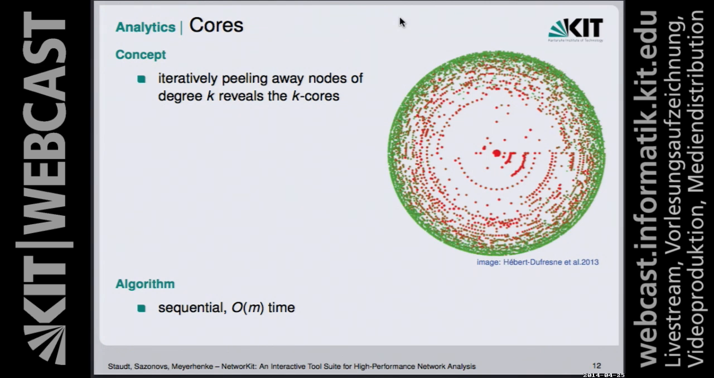If this is not fine-grained enough, we can look at different subdivisions of the node set, for example, at K-core decomposition. The K-cores of the network result from iteratively removing the nodes with degree K, and so we get down from the periphery of the network into a core of stronger and stronger connected nodes. And NetworKit has the standard algorithm for this, which runs in linear time.